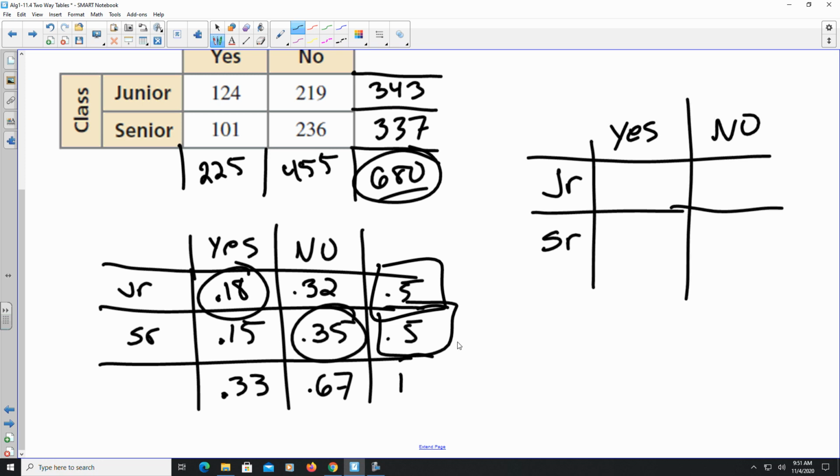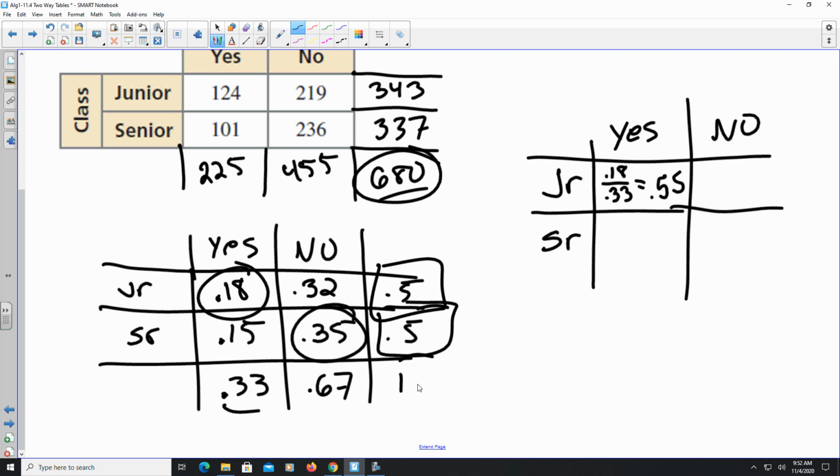So what we're going to do is take that decimal. For the first one, which was 0.18, it's going to be divided by the ratio of the total percentage that said yes between juniors and seniors. In this case, it was 0.33. From here, we're going to get another decimal or percentage. When you divide these two, it's going to be about 0.55.